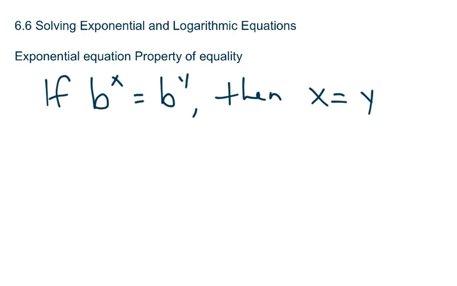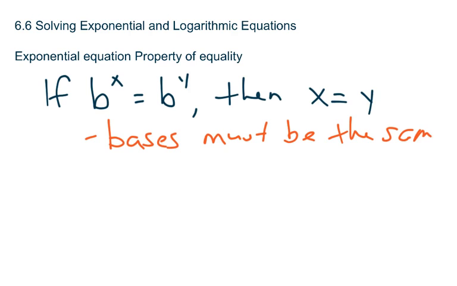The one catch here is that the bases need to be the same. That's something we can jot down. The bases must be the same. So if these two numbers, the b's, aren't the same, then we can't use this property right away. Now that doesn't mean we can't use it at all. I'll just show you how we have to work around it.